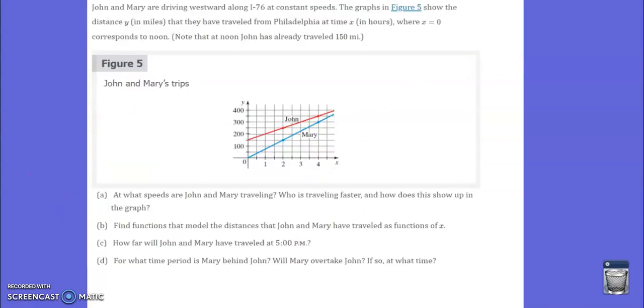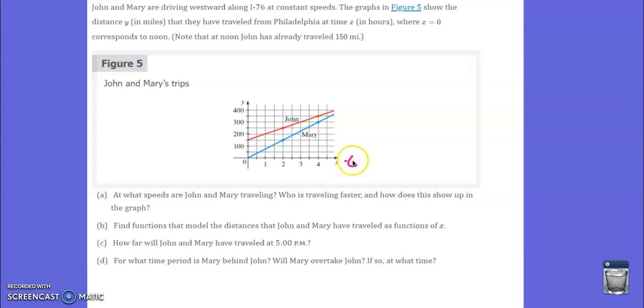So let's look at one more example, and we need to look at it nice and thoroughly because there are several questions. This is a very good question. John and Mary are driving westward along I-76 at constant speeds. Again, if it's constant, you know it's a linear function. The graphs in figure 5 show the distance in miles that they have traveled from Philadelphia at time x.